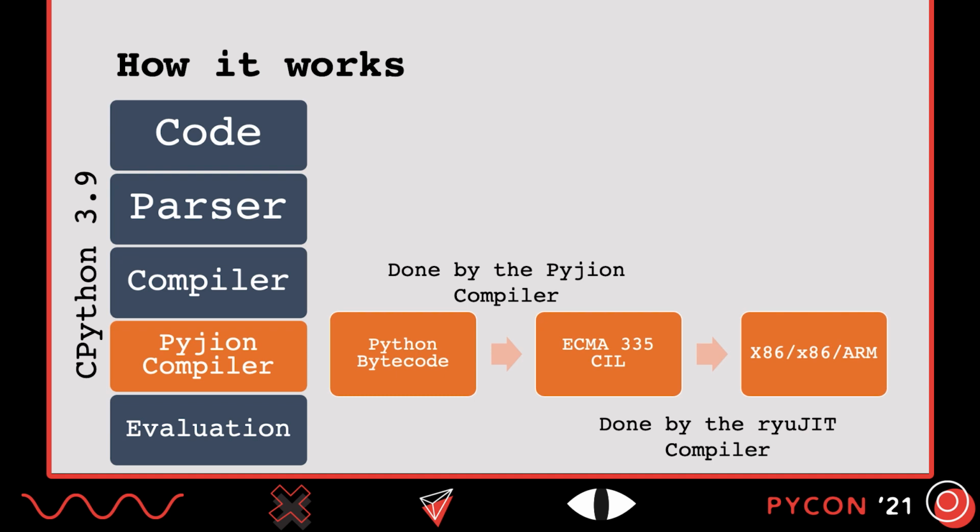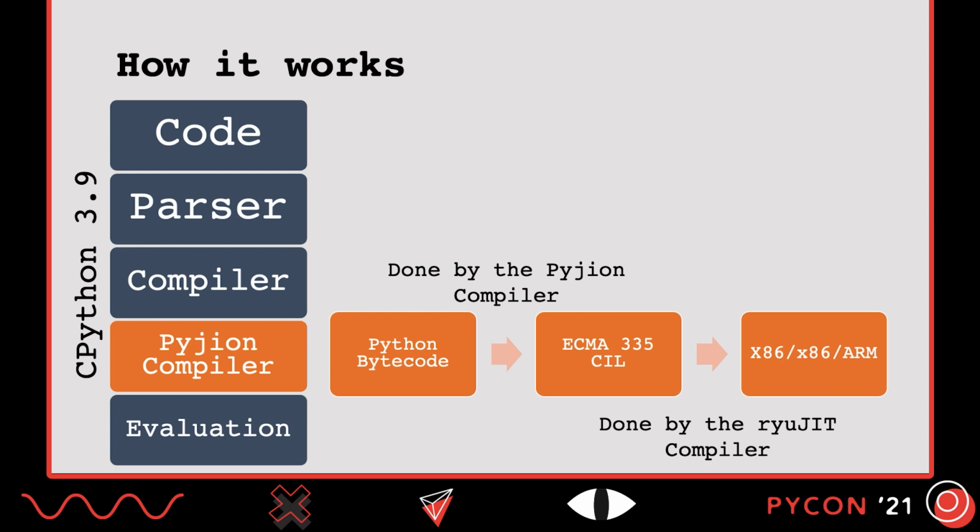So Pyjion inserts itself between the compiler and the evaluation stages. It will recompile the Python bytecode into native machine code. And it does this at runtime, which is what makes it a JIT compiler. Pyjion will kick in when a function is run a certain number of times. It compiles the Python bytecode into an intermediary language called CIL. CIL is used by the .NET compiler. This is the .NET 5 compiler, not to be confused with the older .NET.